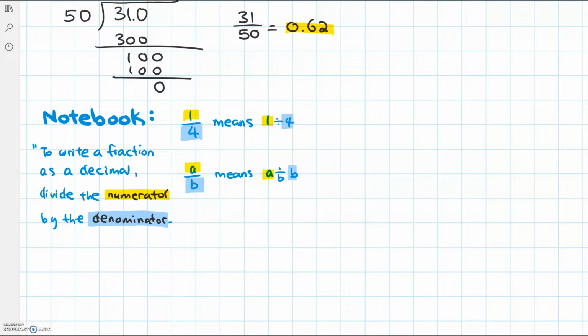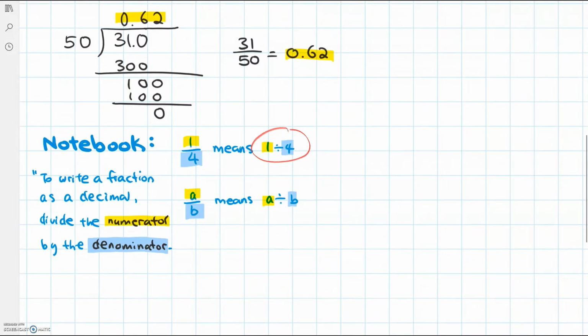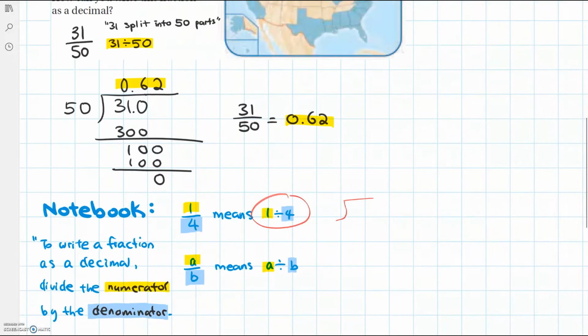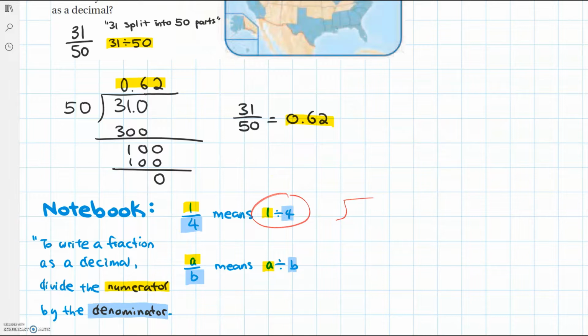There we go. Okay? So if it helps, you can always write it out in this form first before you move it into division. Before you move it into 1 divided by 4. Or again, you can think of it as how many parts are you splitting it into. 1 over 4 is 1/4, which means you're splitting a whole into 4 parts.